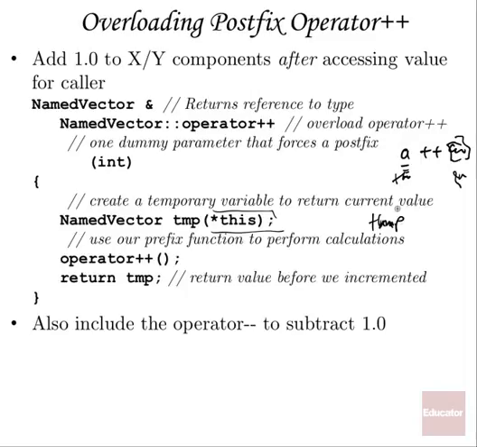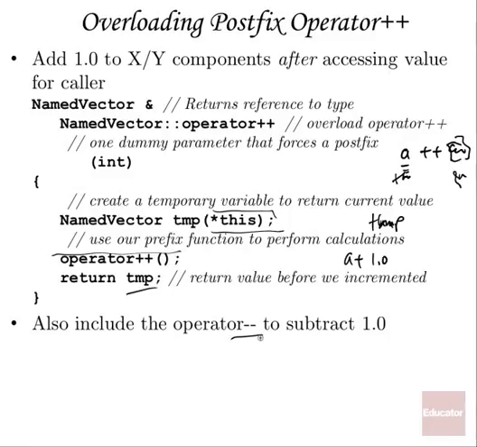Then we're going to call our operator plus plus function, which we've already defined as a prefix operator. So we will add 1 to A, so now we have A plus 1.0. And then we'll return our temporary variable to our caller. And of course, we also have minus minus involved with that.